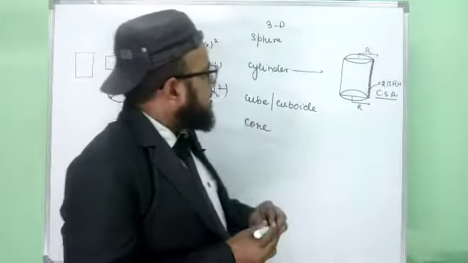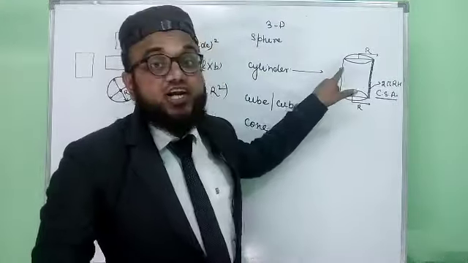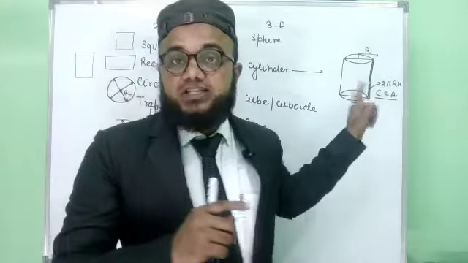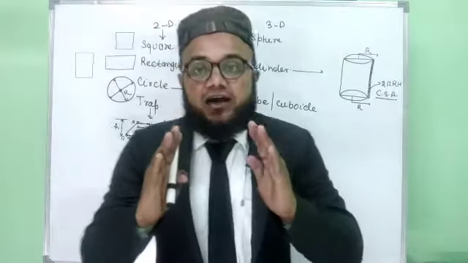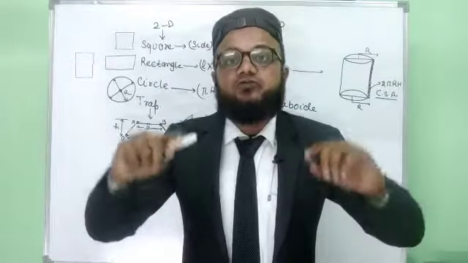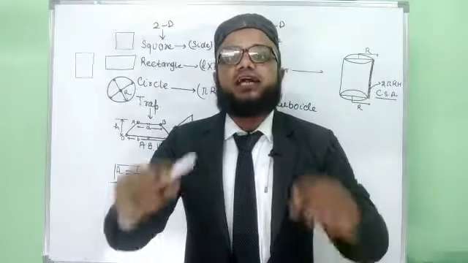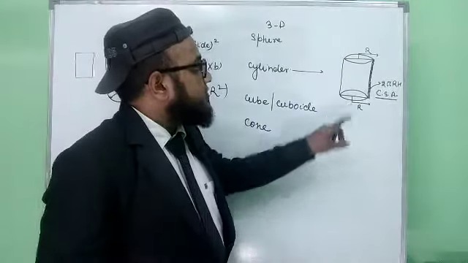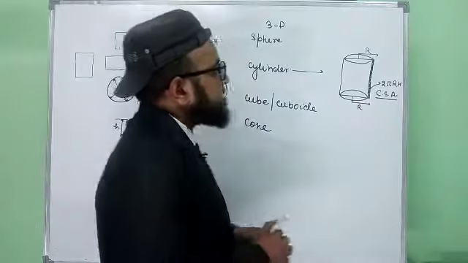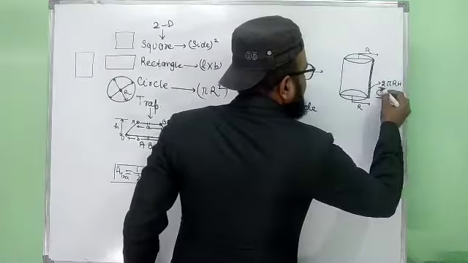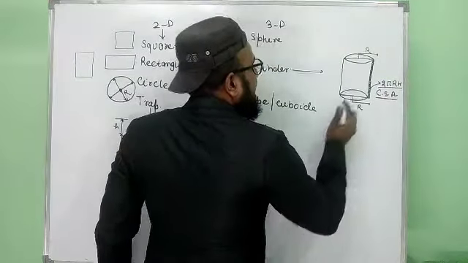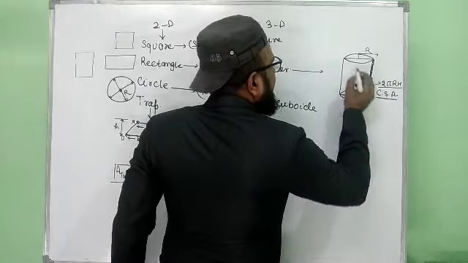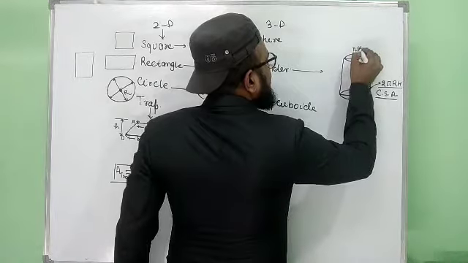If the ends are in a tapered form like this, we do not consider it a cylinder. We have to calculate the area for the frustum of a cone, which is a three-dimensional figure. But in the cylinder case, we calculate the curved surface area using the formula 2 pi r h, and the base area is pi r square here and pi r square here.